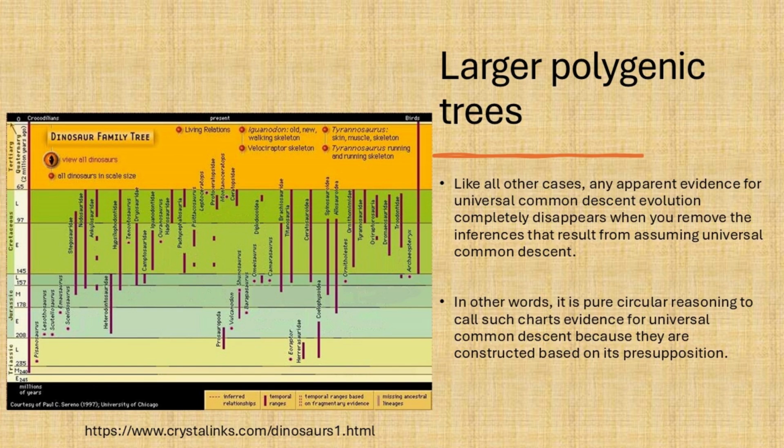As with all other cases, any apparent evidence for universal common descent evolution completely disappears when you remove the inferences that result from assuming universal common descent evolution. In other words, it is pure circular reasoning to call such charts evidence for universal common descent because they are constructed based on its presupposition.